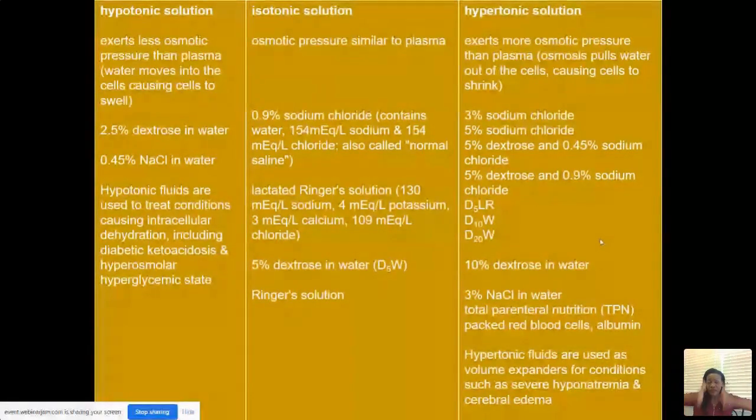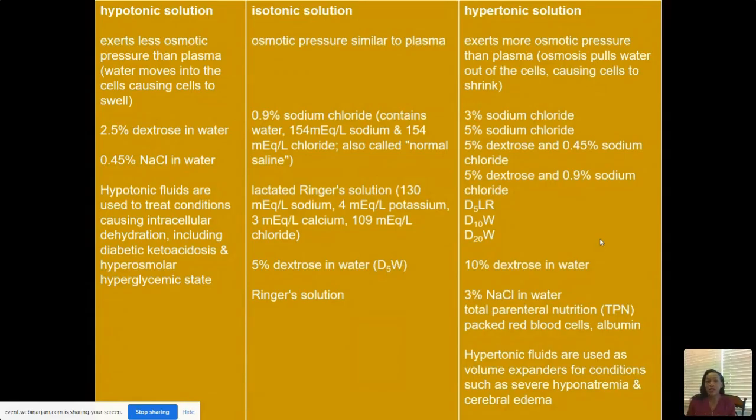So the middle chart here, to refresh everybody, is isotonic. So isotonic is similar to plasma, right? We know that. And we know in our plasma, we have sodium, potassium, chloride, sugar. Yeah, we know that.